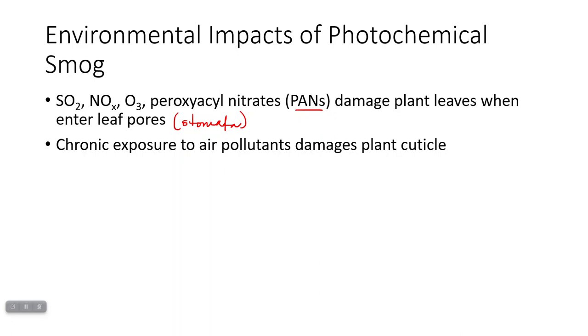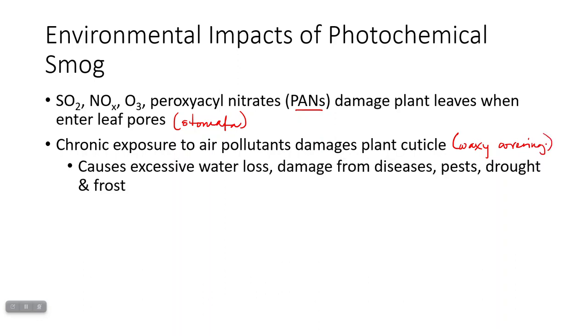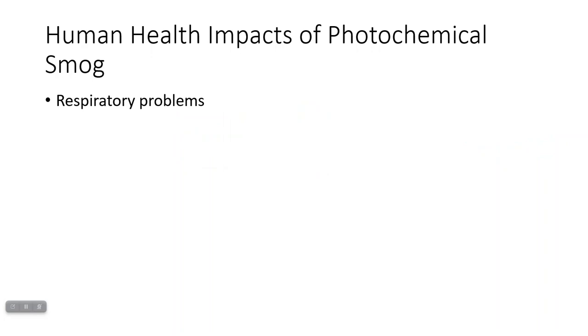And then when you have long-term exposure to these pollutants, it can damage the plant cuticle, which is the waxy covering for plants. That waxy covering has a number of different functions, including reducing water loss, helping to protect from disease and pests, and also helping to protect from extreme weather conditions like drought and frost. So when you have a lot of photochemical smog in an area, it can be very damaging to local plant life. There are lots of human health impacts of photochemical smog as well.